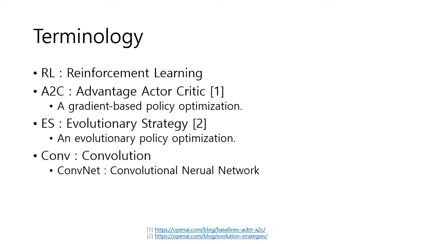Before we start the content, let's introduce some terminologies. I will call reinforcement learning RL, and A2C denotes the advantage actor critic, which is a gradient-based policy optimization algorithm. And ES denotes the evolutionary strategy, which is an evolutionary policy optimization algorithm. Detailed information about these two algorithms is available in the references in the footnote. And I will abbreviate convolution into conv and convolutional neural network into convnet.